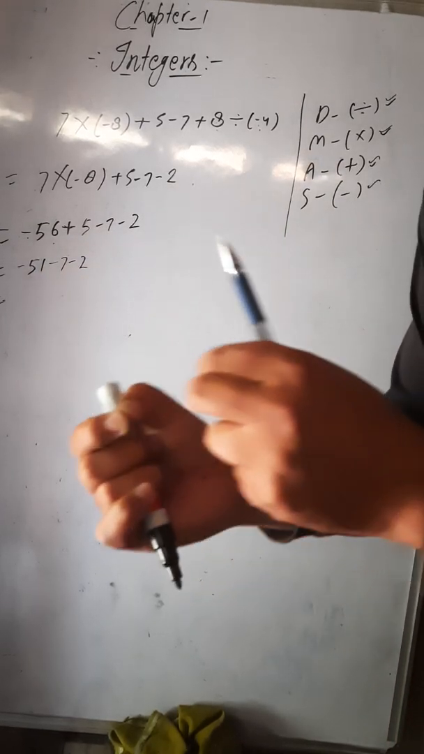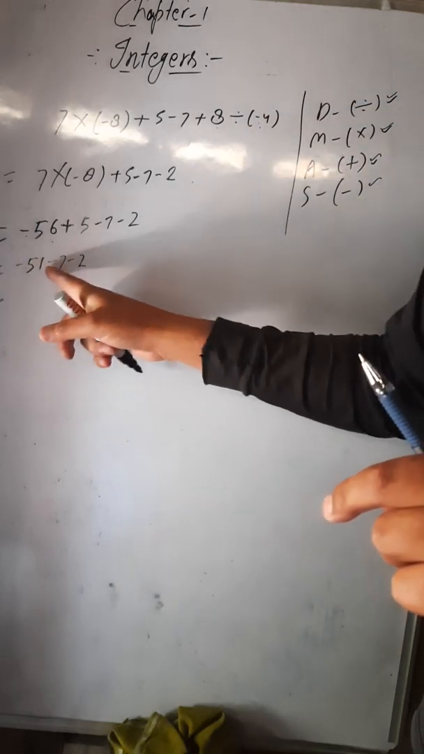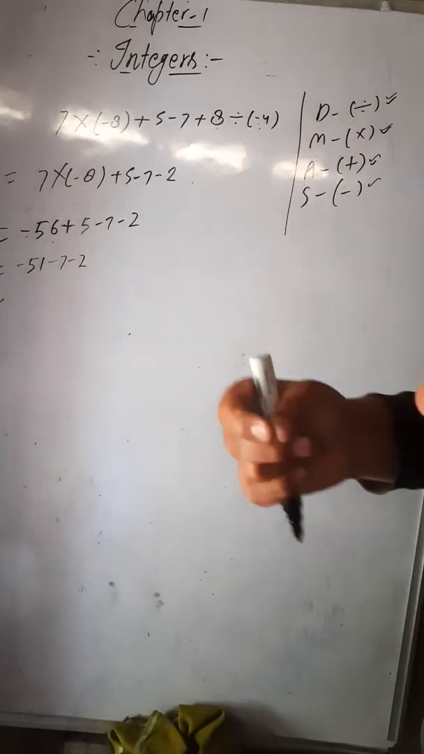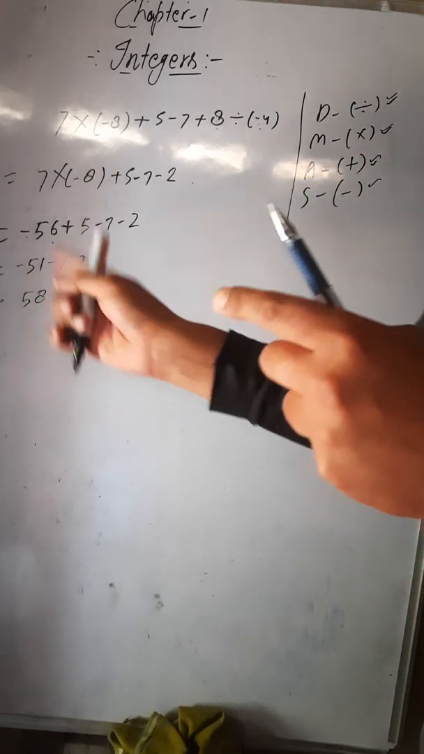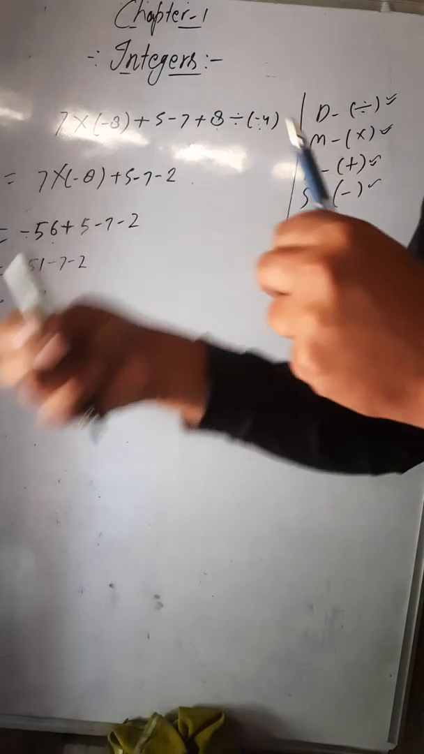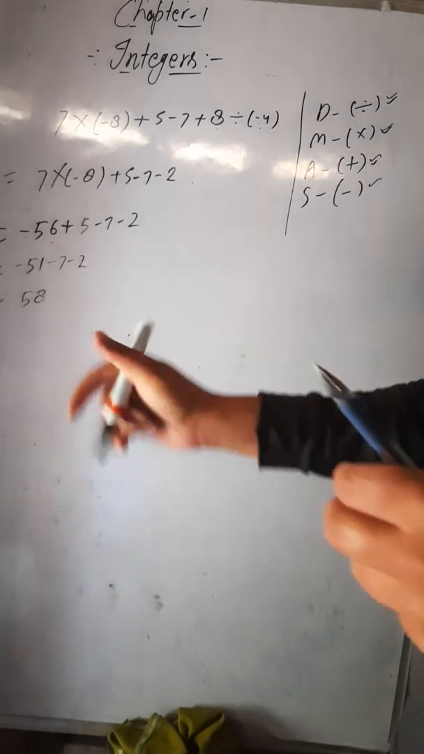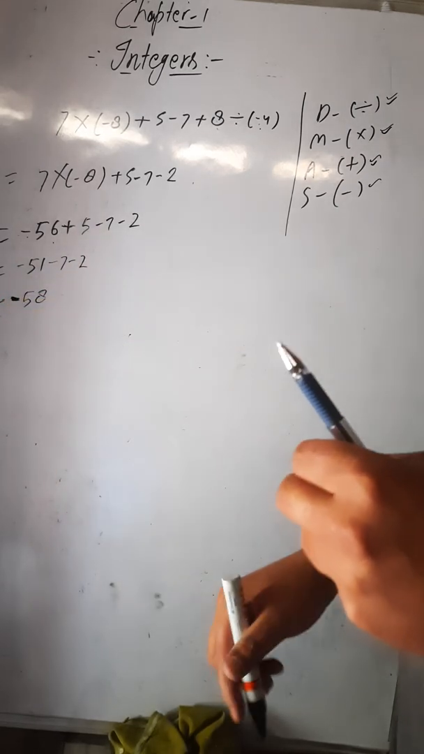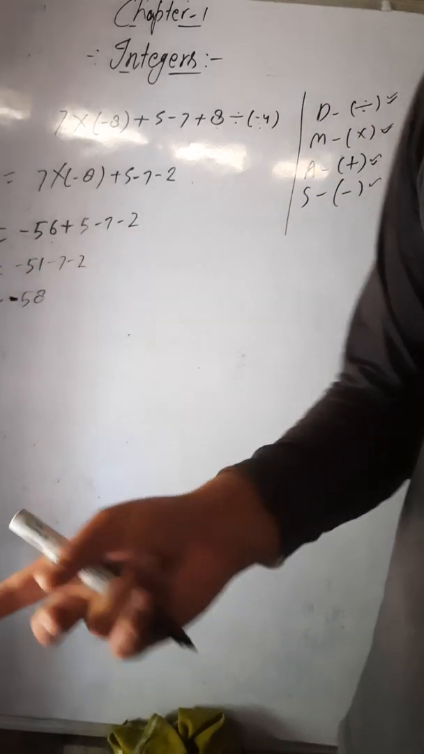So when both the integers are negative, remember this, they are going to be added. Okay, so 51 plus 7 will be 58. And what will be the sign? When both the integers are negative, they are going to be added and the sign will be negative. Are you getting this? Yes. When both the integers are negative, they are added and the sign will be negative.